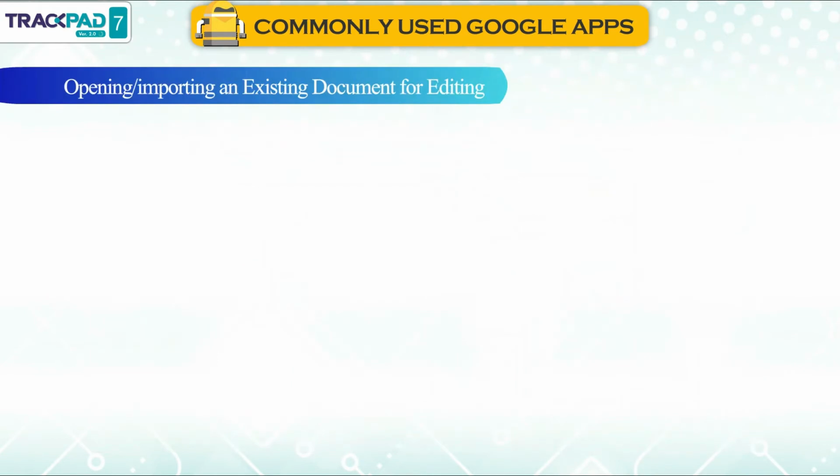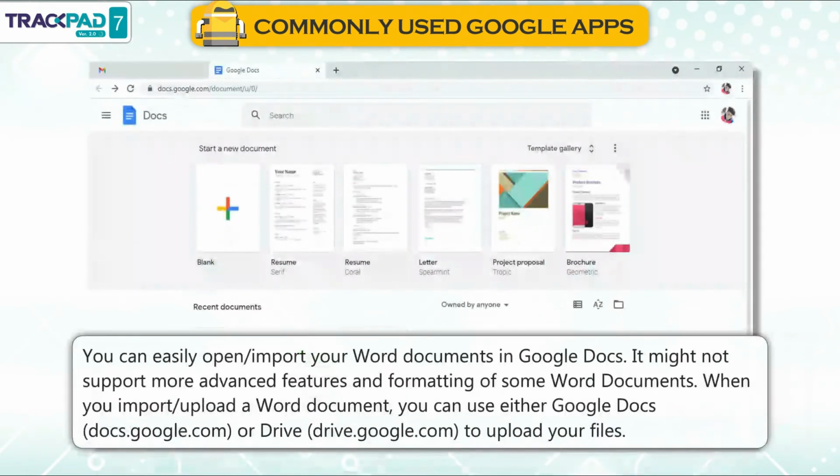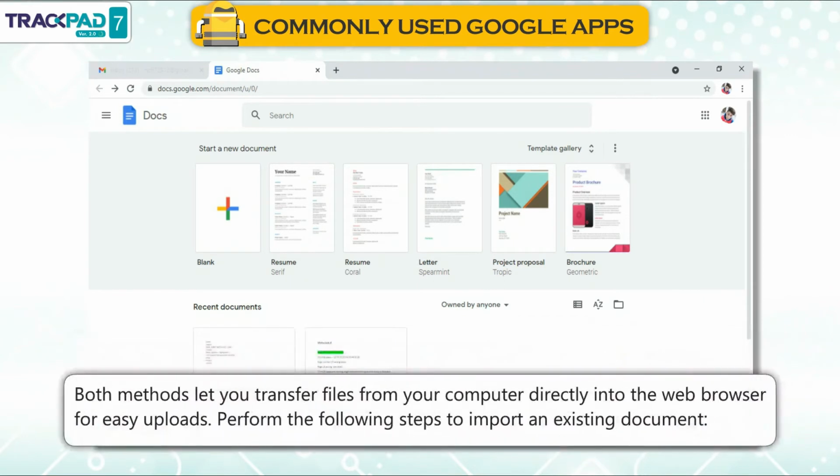Opening or importing an existing document for editing. You can easily open or import your Word documents in Google Docs. It might not support more advanced features and formatting of some Word documents. When you import or upload a Word document, you can use either Google Docs, docs.google.com, or Drive, drive.google.com, to upload your files. Both methods let you transfer files from your computer directly into the web browser for easy uploads. Perform the following steps to import an existing document.